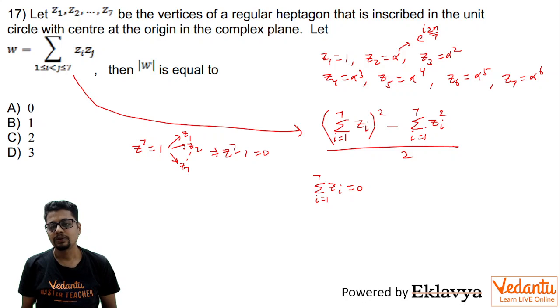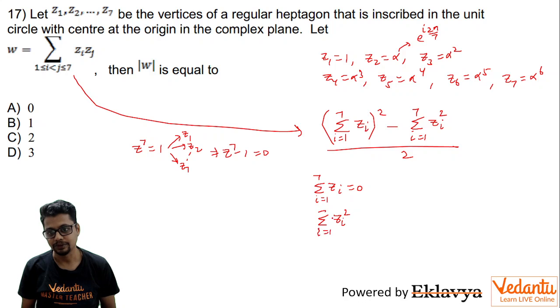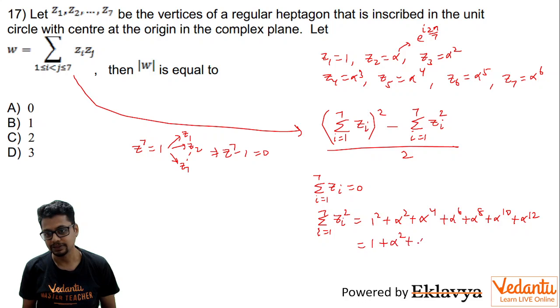Now what about sigma Zi square, i equal to 1 to 7? It is essentially 1 square plus Z2 square, which is alpha square. You get alpha to the power 4 because Z3 square will be alpha square whole square, alpha to the power 4, plus alpha to the power 6 plus alpha to the power 8 plus alpha to the power 10 plus alpha to the power 12. So you get 1 plus alpha square plus alpha to the power 4 plus alpha to the power 6. Alpha to the power 8 is essentially alpha only.